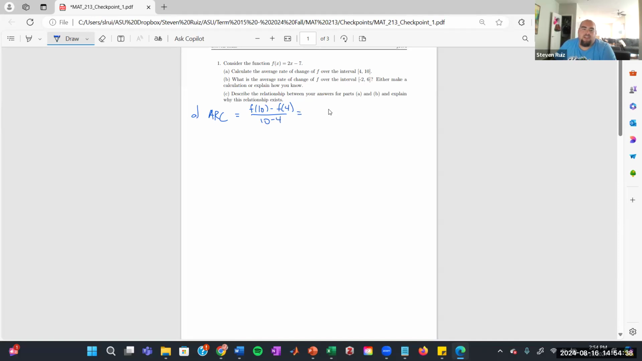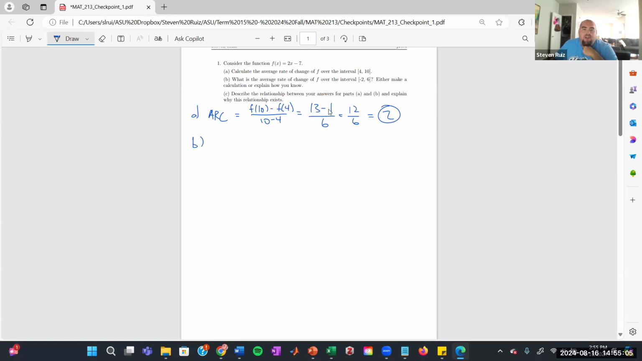So what is f of 10? If I plug in 10 for x, I get 20 minus 7, that's 13. Minus, all right, now I want to plug in 4. 2 times 4 is 8, minus 7, that's 1. So 13 minus 1 over 6. 12 over 6, I get an average rate of change of 2. So that's the average rate of change over that interval.